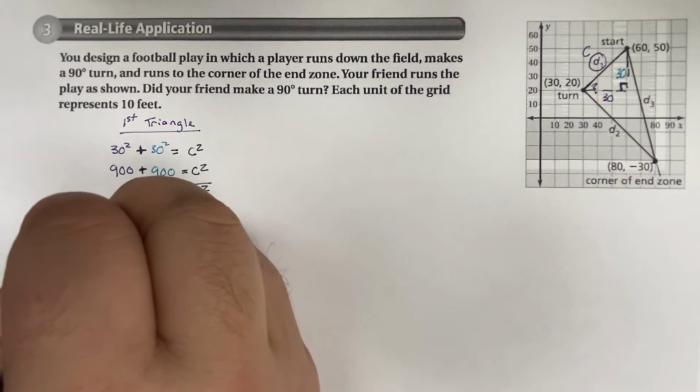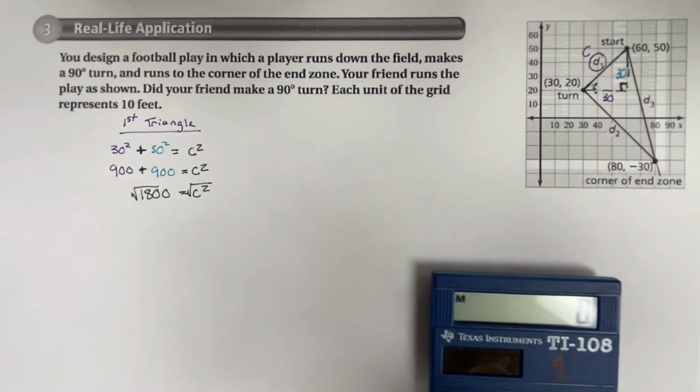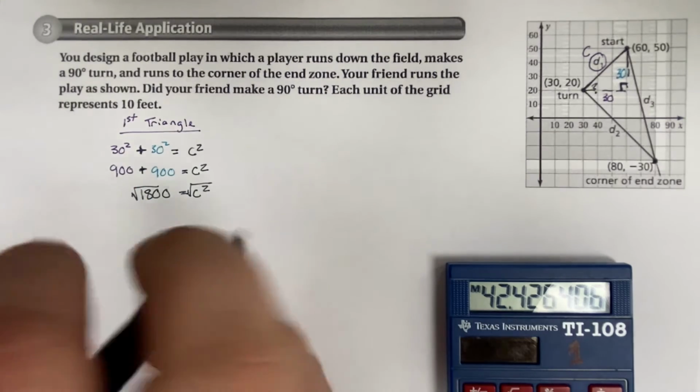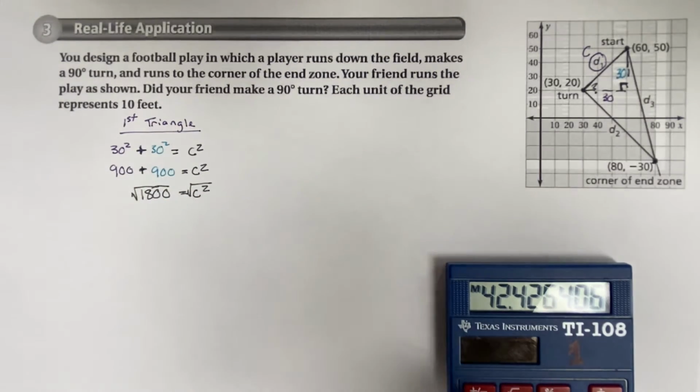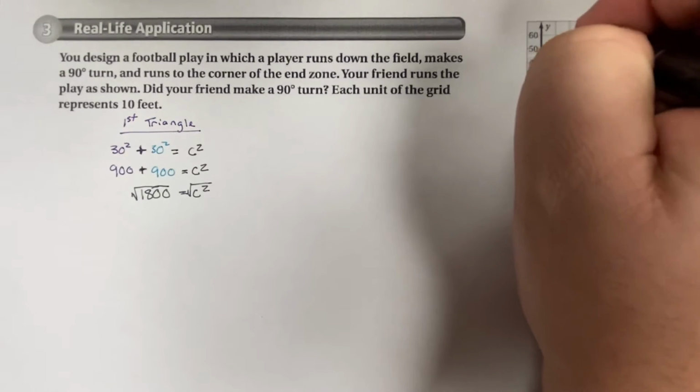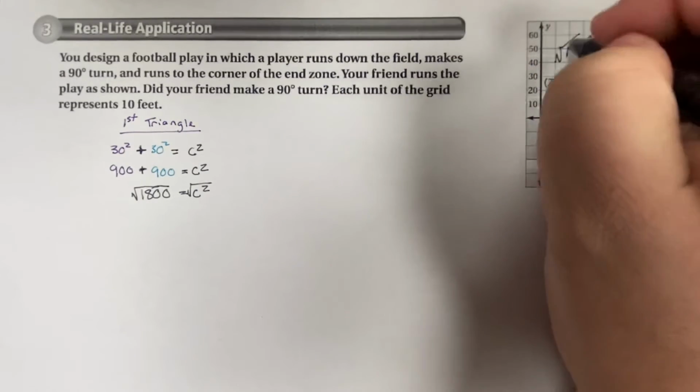Sorry, I was looking for my calculator for a second and it happened to be right beside me. I was just overlooking it. So we got 1800 and the square root of that. Not a nice number, so I'm actually going to leave it just like this. So this is equal to the square root of 1800. That's my distance right here.